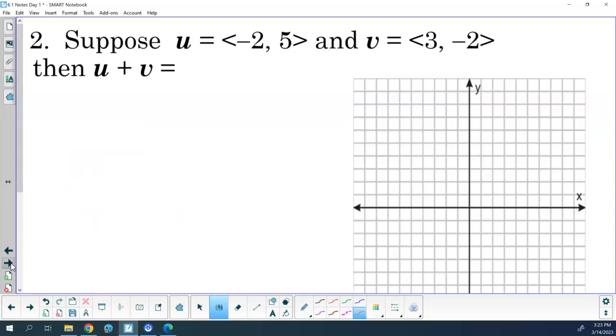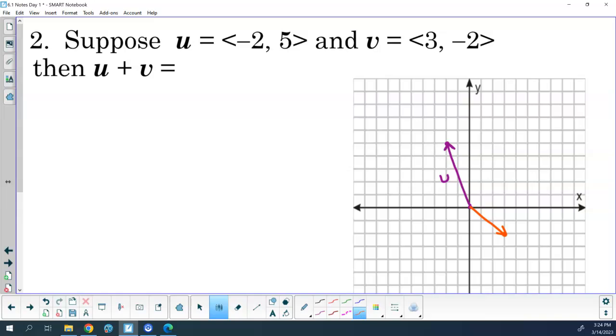Next up, we have, suppose that vector u is the vector -2, 5. That would mean then that vector u would start at the origin. We would go to the point -2, 5. So there would be the end, or the head of it. So this would be vector u. Vector v is 3, -2. So this would be vector v right there. We want to know where vector u plus v is.